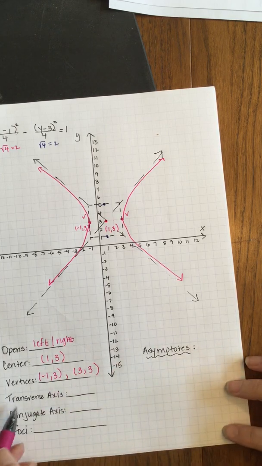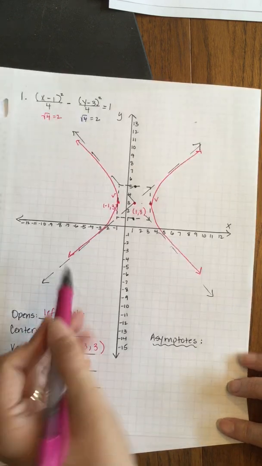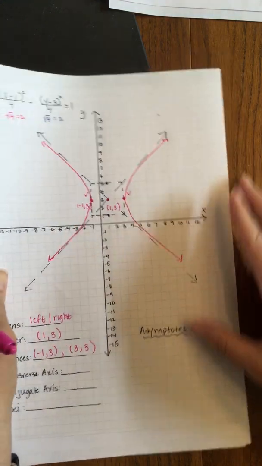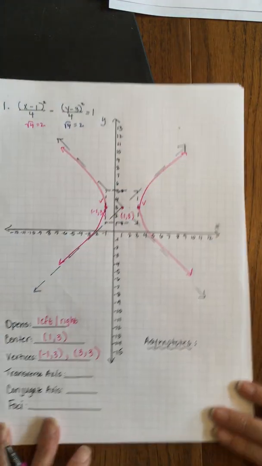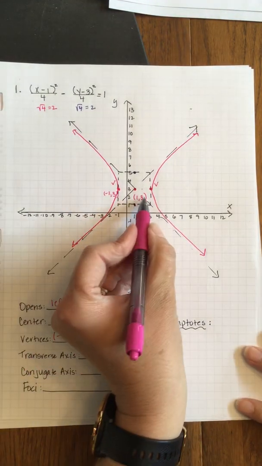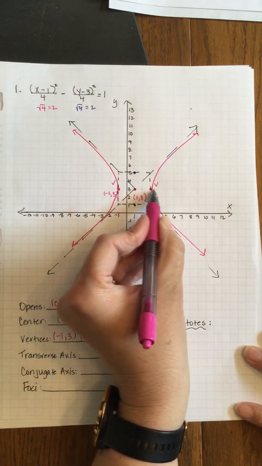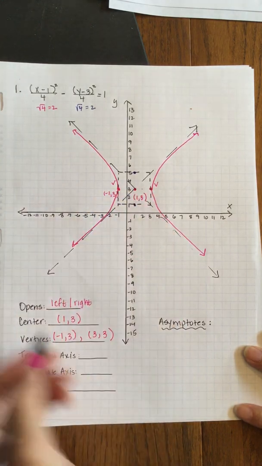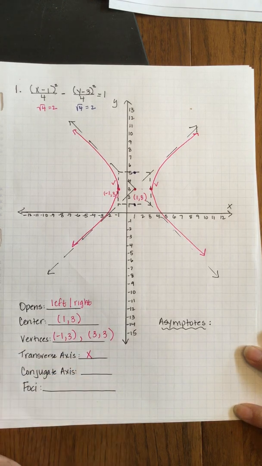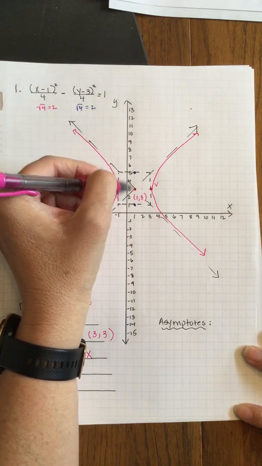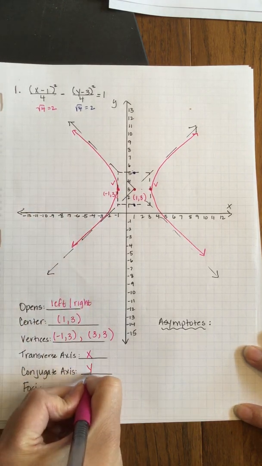So let's talk about the transverse axis. The transverse axis connects the vertices. Since we go left to right, this is going to be the x-axis. The conjugate axis is the other axis, which is going to be here, and this is going to be your y.